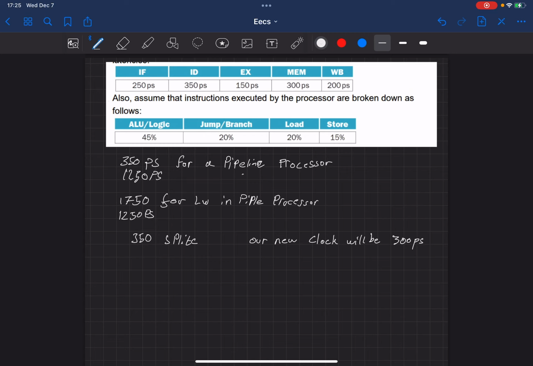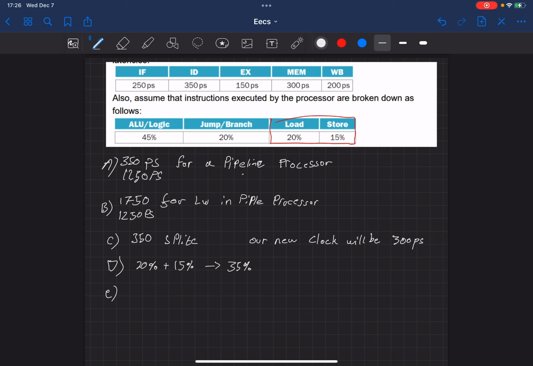Assuming there are no stalls or hazards, what is the utilization of the data memory? So what does the data memory use? It's going to use the load and store. So because it uses load and store, this was A, this was B, this was C, now we're on D. Because it uses load and store, it's going to be 20% plus 15%, which gives us 35%.